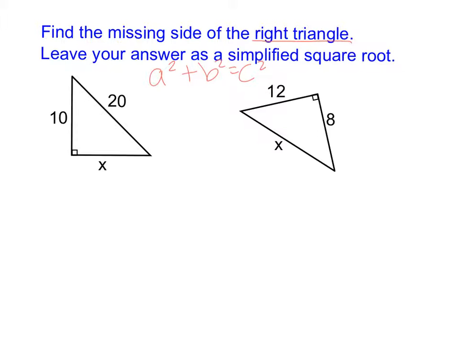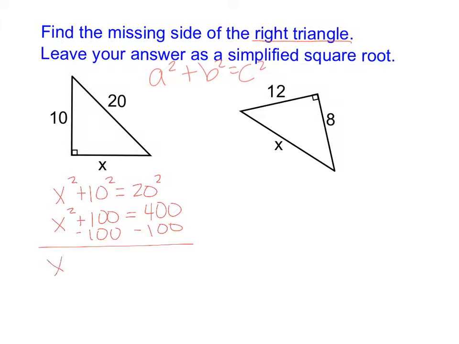So a and b don't actually matter. Remember that. So I'm going to do x squared plus 10 squared equals 20 squared. 10 squared is 100. 20 squared is 400 minus 100. X squared equals 300. We're going to take the square root of both sides, x equals.